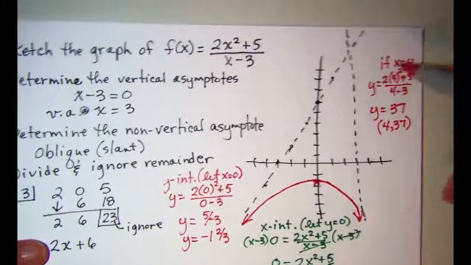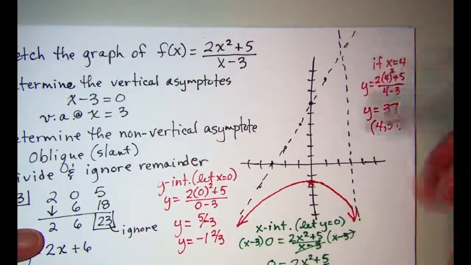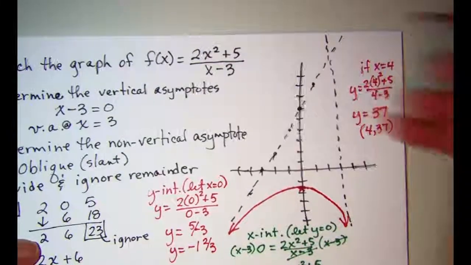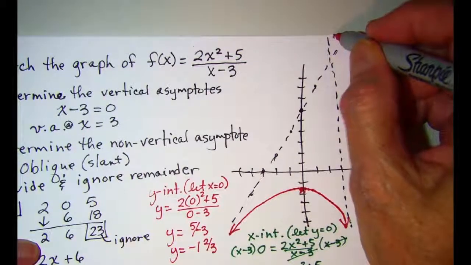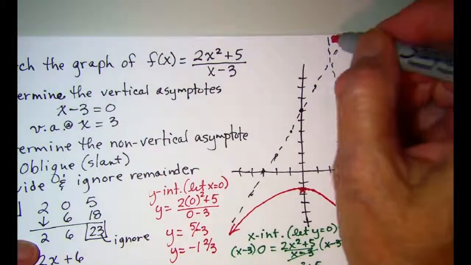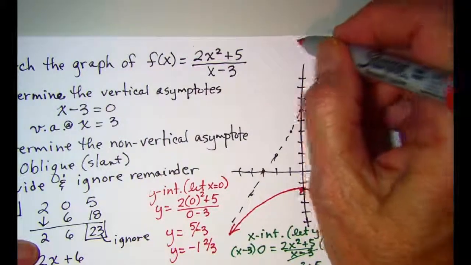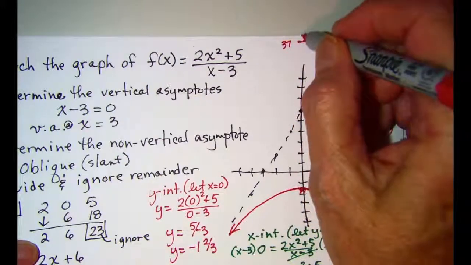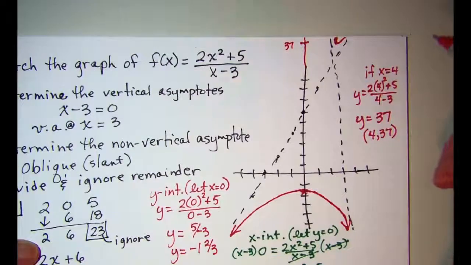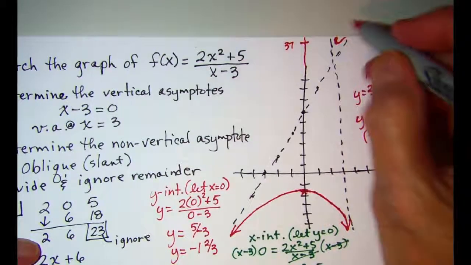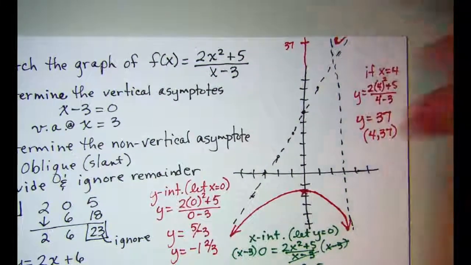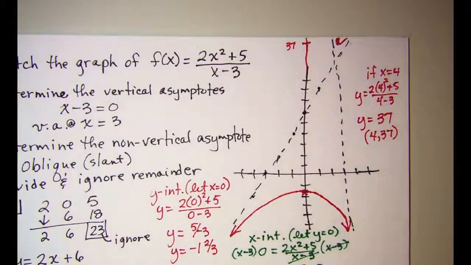Now you can see that that's going to be way up there off my paper, but I'm going to have something that's going to come in and then go off graph. So if this was 37 up here, this point when x is 4, I know that my graph is going to have to make like a check mark up there.